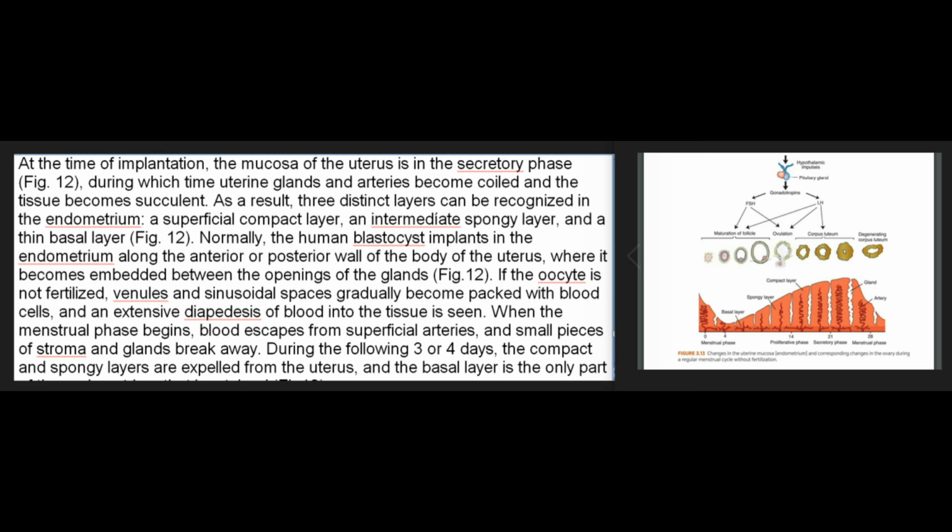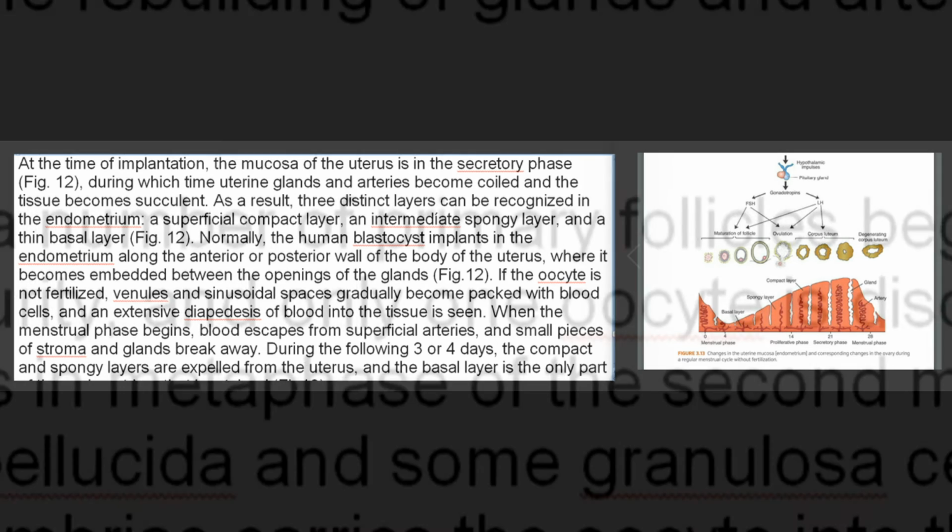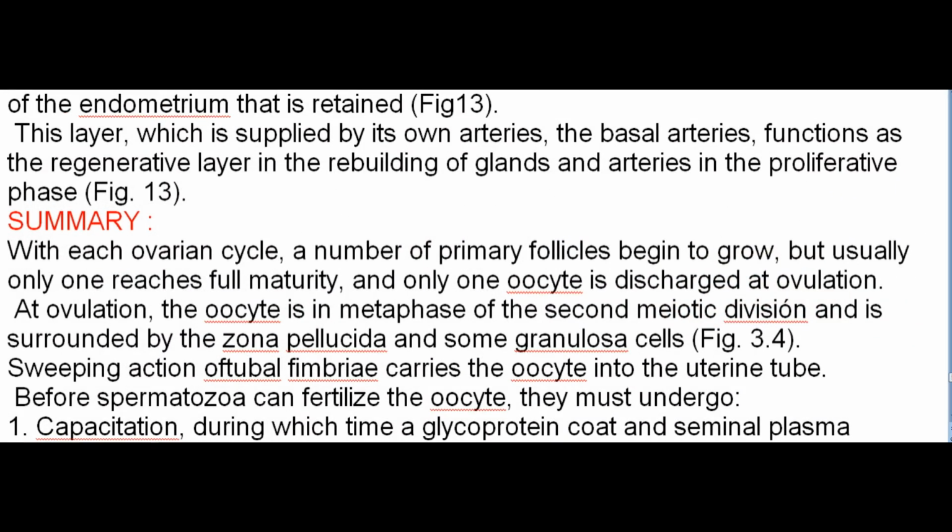12. If the oocyte is not fertilized, venules and sinusoidal spaces gradually become packed with blood cells, and an extensive diapedesis of blood into the tissue is seen. When the menstrual phase begins, blood escapes from superficial arteries, and small pieces of stroma and glands break away. During the following 3 or 4 days, the compact and spongy layers are expelled from the uterus, and the basal layer is the only part of the endometrium that is retained, Fig. 13. This layer, which is supplied by its own arteries, the basal arteries, functions as the regenerative layer in the rebuilding of glands and arteries in the proliferative phase, Fig.